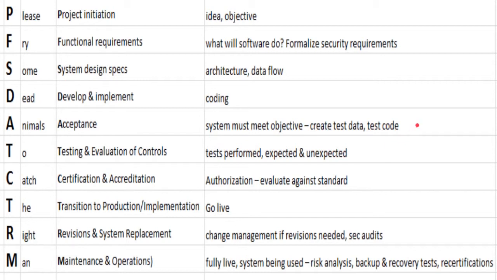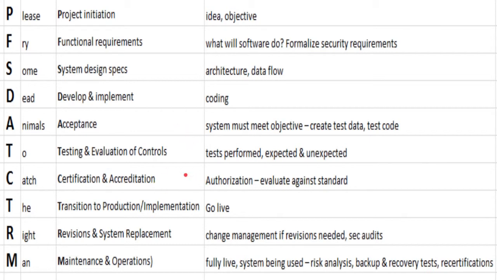So the key difference between acceptance and testing and evaluation of controls is that the acceptance phase is where the decision is made. This is where they decide whether or not it's going to meet the objective. And then the actual scenarios and the tests are done at the next phase, and the exam may combine these two. You just never know.